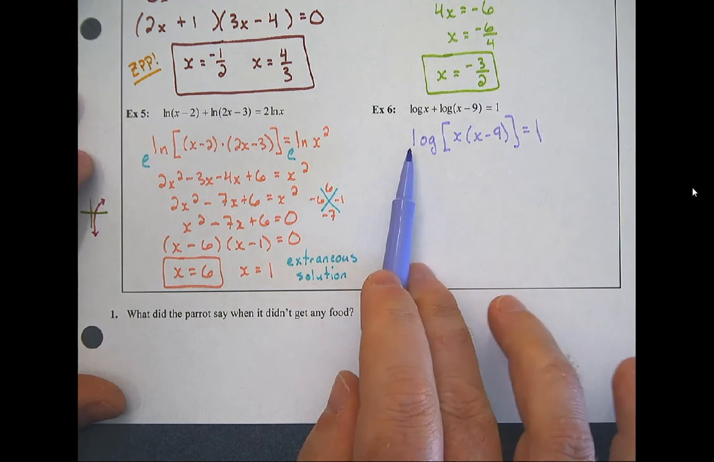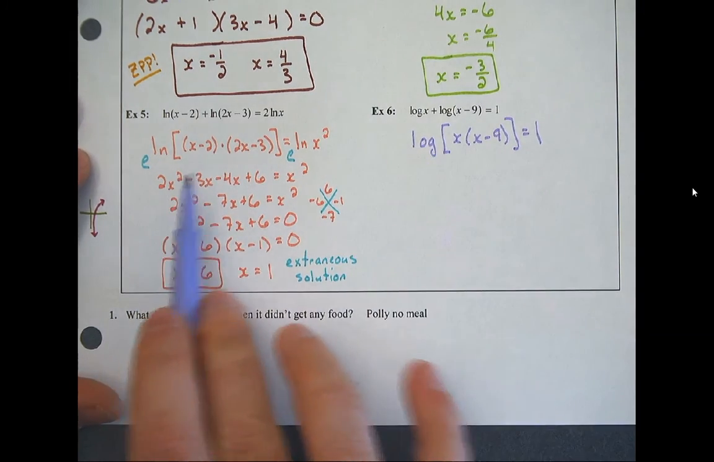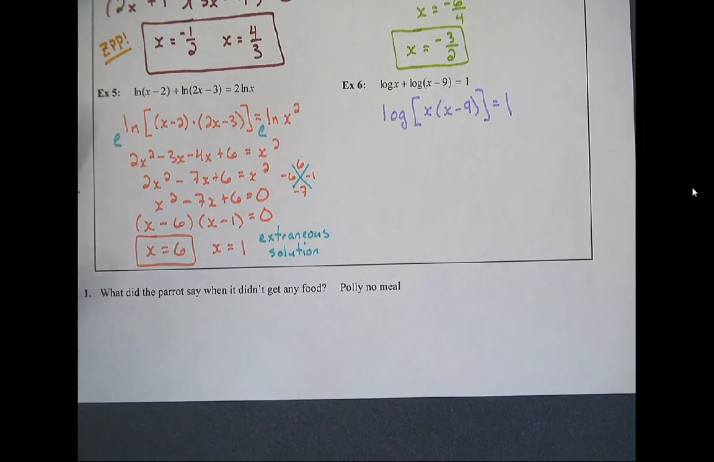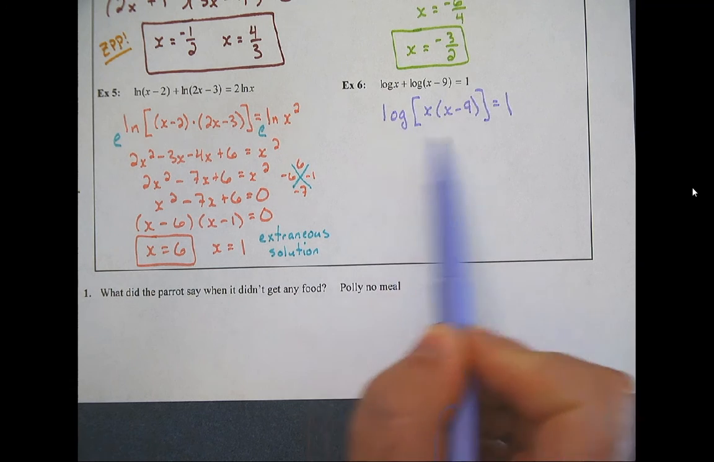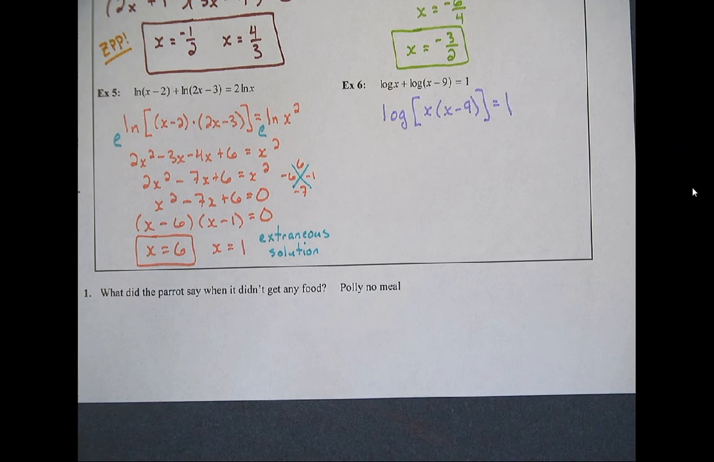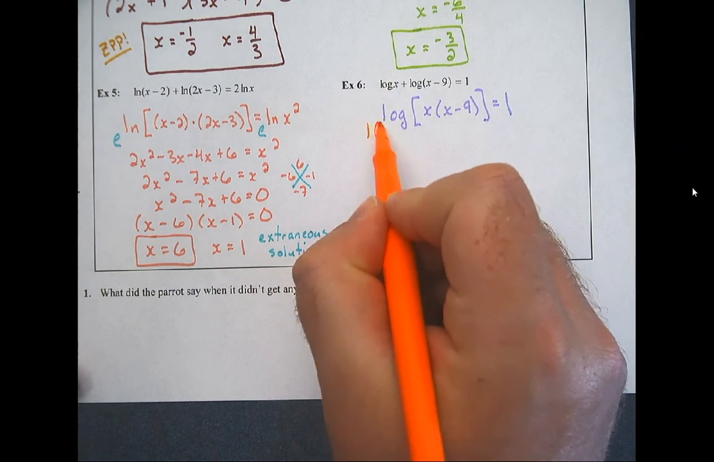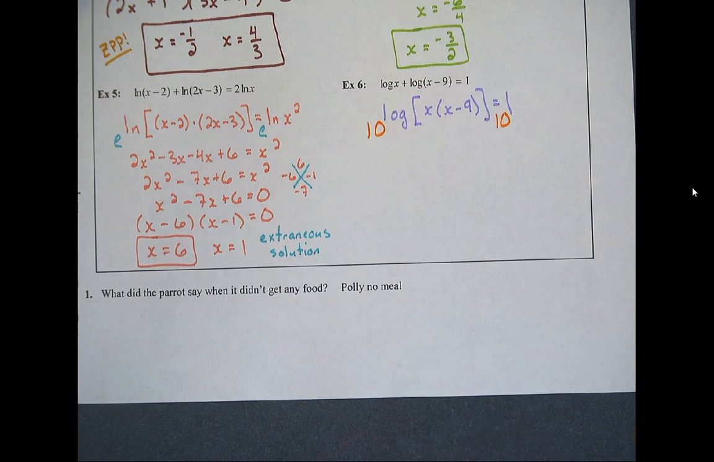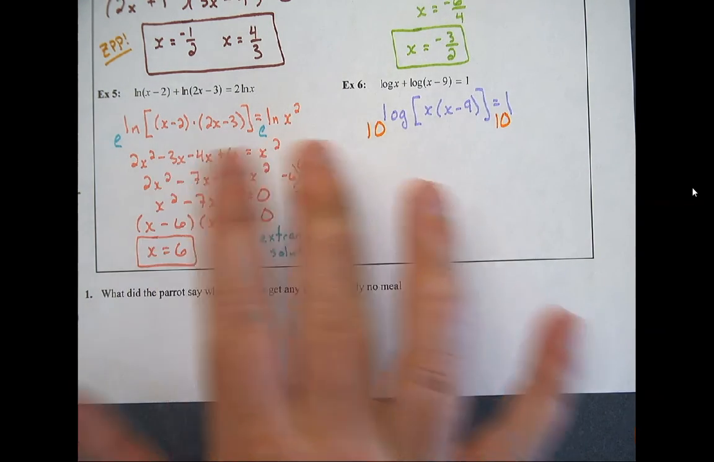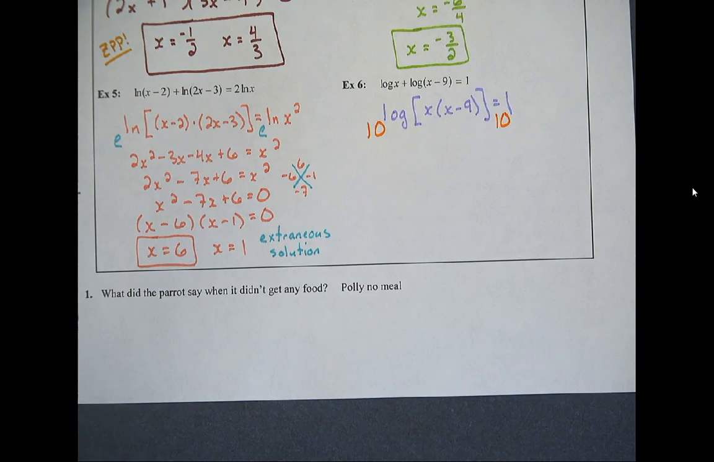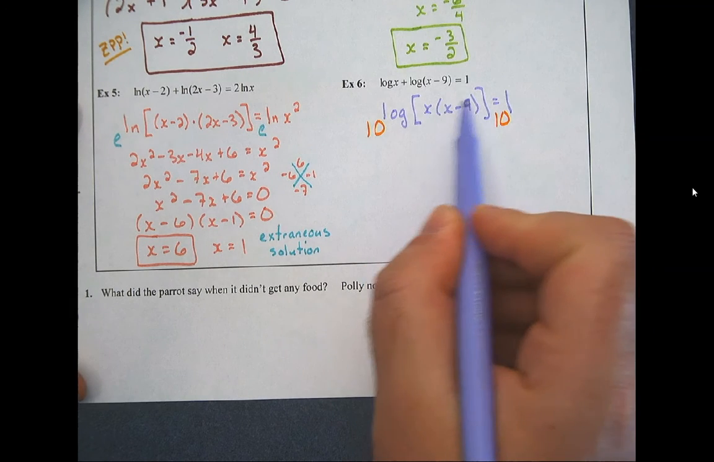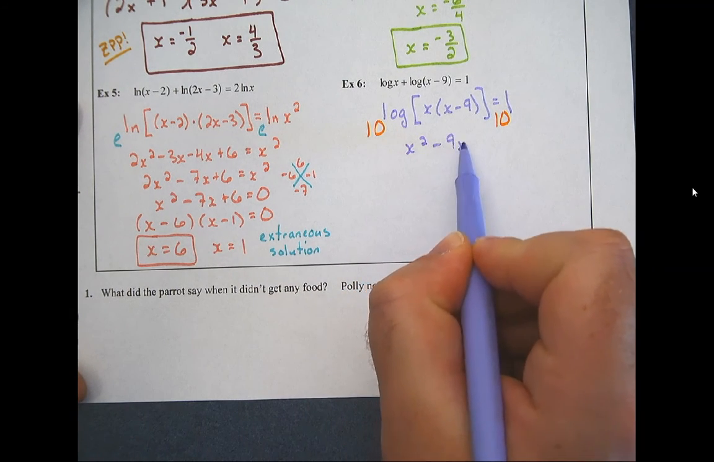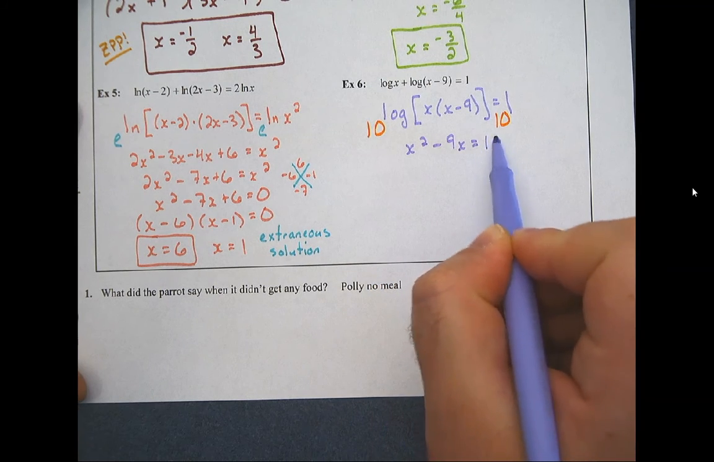So this is a little bit different. There's only one log over here where these other ones had logs on both sides. But that's okay, though. We can still kill off that log. I mean, there's only one log over here, so what would undo log? 10 to the. Now, the price is you got to do 10 to the on the other side. Now, on these, those just undid each other. This is going to create a new number, which is okay. I'm going to distribute this time, save myself a step. So that's going to become x squared, subtract 9x. 10 to the first is 10.